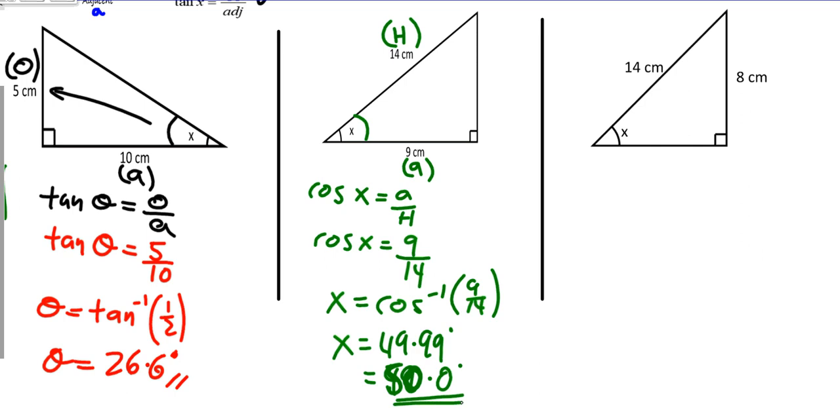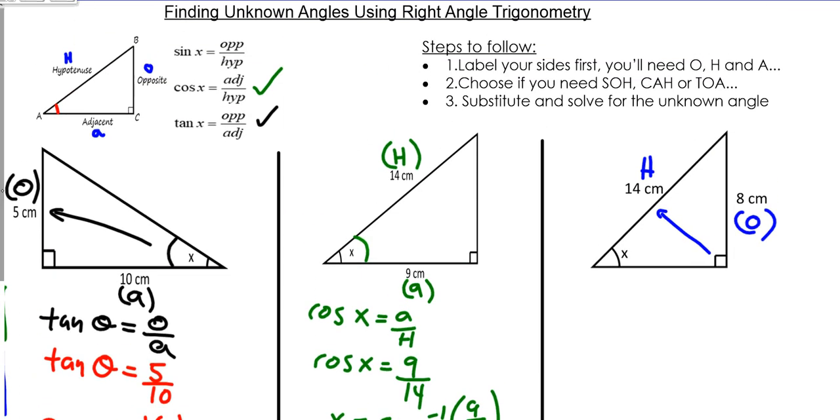Next question. Do the same thing. Let's label our sides. So opposite the right angle is our hypotenuse. Opposite the angle is the opposite side. So I'm now looking at my three rules. We've got opposite and hypotenuse, so that's going to be the sine rule.